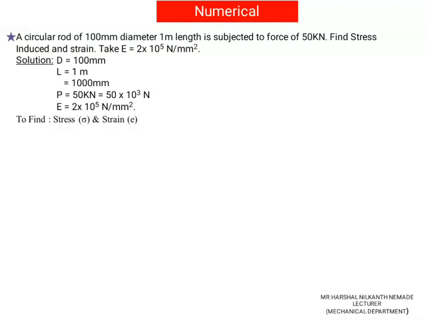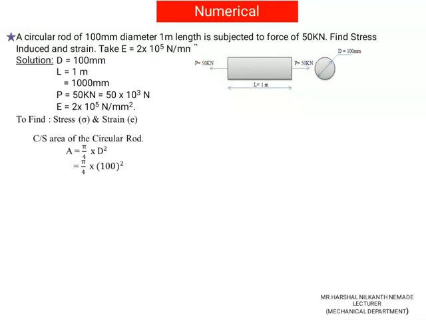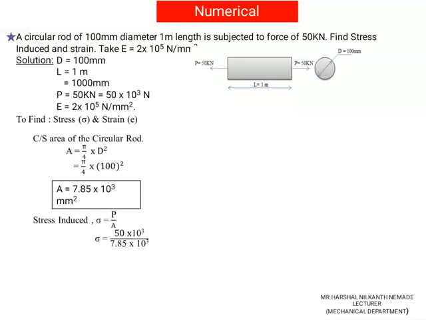To find stress induced and strain, sigma and small e, they are asking, so this will be the diagram. First, the cross-sectional area of the circular rod, which is given by pi by 4 multiplied by d square. Substituting the value of d, I will get the area, 7.85 multiplied by 10 to the 3 mm square. After getting the area, the stress formula: sigma is equal to P by A. P is 50 into 10 to the 3 divided by the area, 7.85 multiplied by 10 to the 3. Sigma will be 6.36 Newton per mm square.